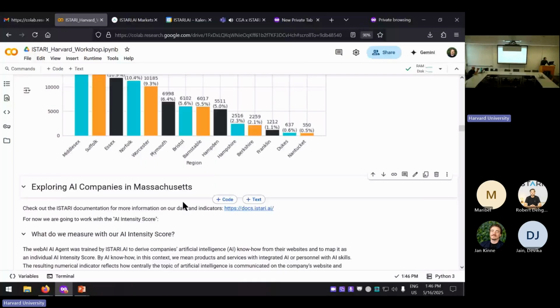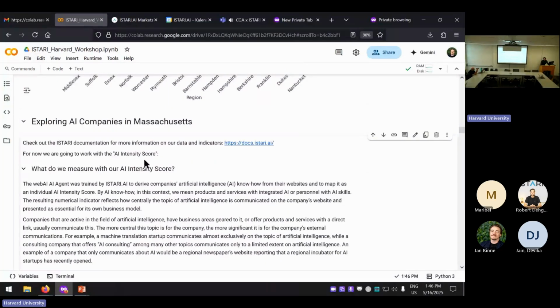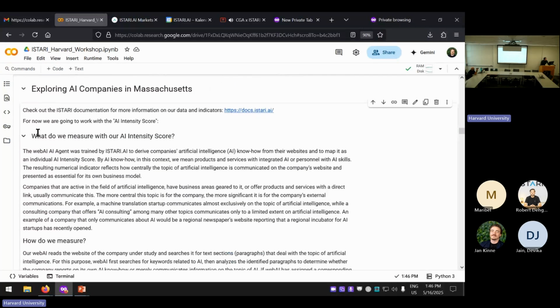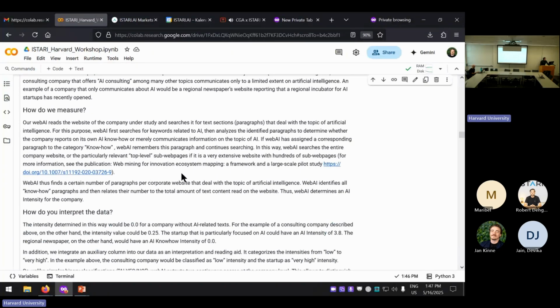And one thing we could look at is exploring AI companies in Massachusetts, but we could also look at sustainability companies or whatever. For this example, we said, okay, let's have a look at the AI companies that we have there. And for this, we will use our AI intensity score. Before, we learned about the sustainability intensity score and the blockchain intensity score that Sebastian showed us. And this is exactly the same for AI. So it tells us whether and how much a company is focused on AI.